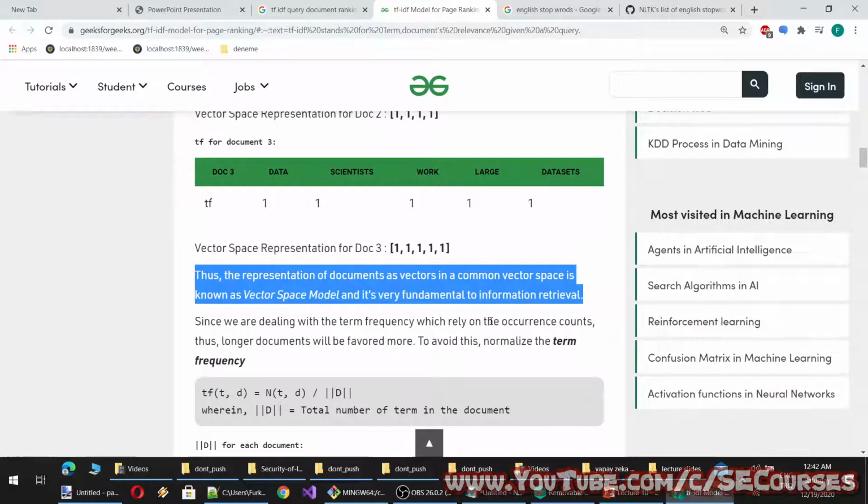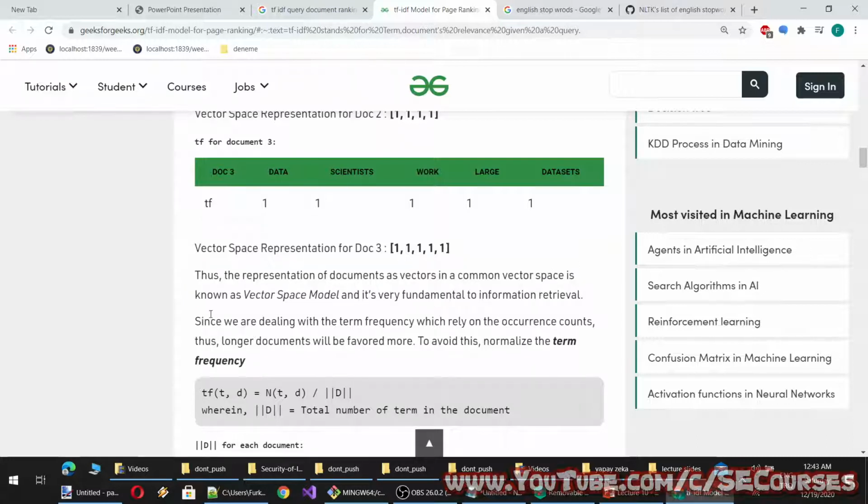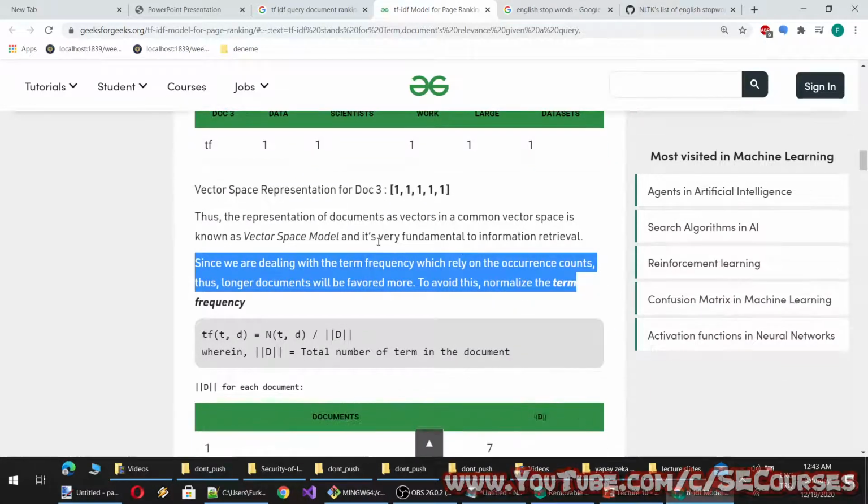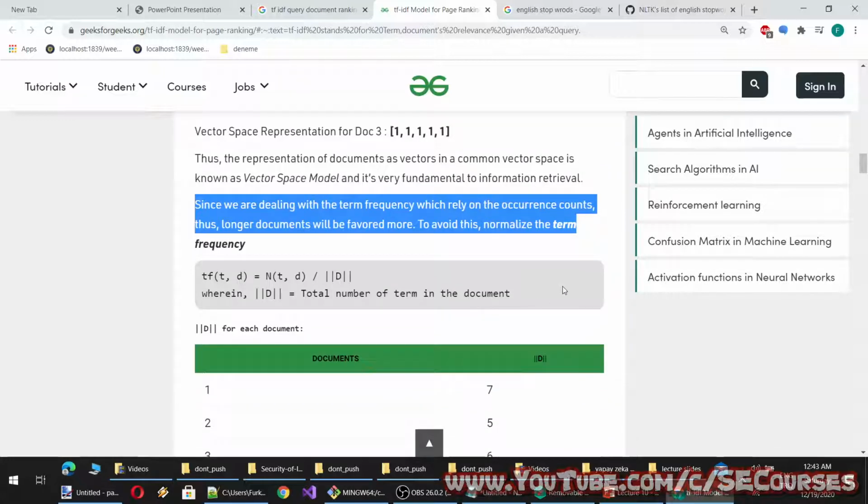Thus, the representation of documents as vectors in a common vector space is known as the vector space model, and it's very fundamental to information retrieval. Since we are dealing with term frequency, which relies on occurrence counts, longer documents will be favored more. To avoid this, normalize the term.